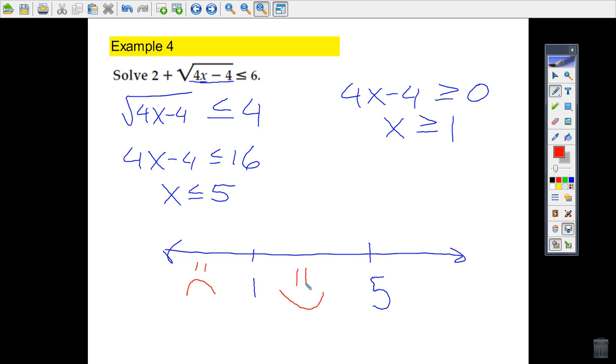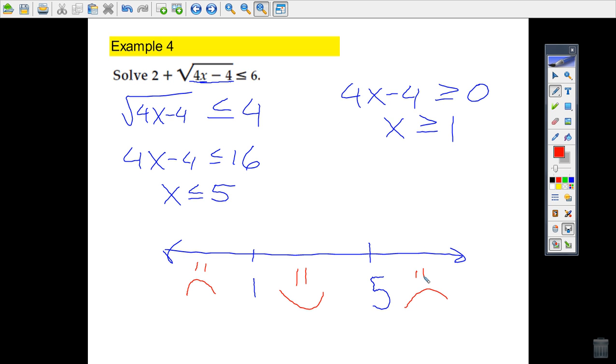So, greater than 5? 10. You would pick 10. 4 times 10, 40. Minus 4, 36. What's the square root of 36? What's 2 plus 6? Is 8 less than or equal to 6? So this helps to determine where my solutions lie. Between 1 and 5.